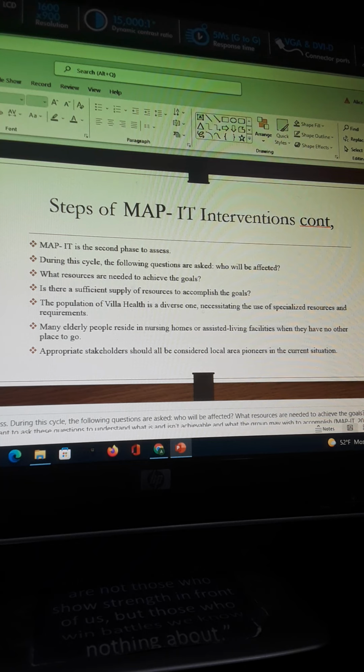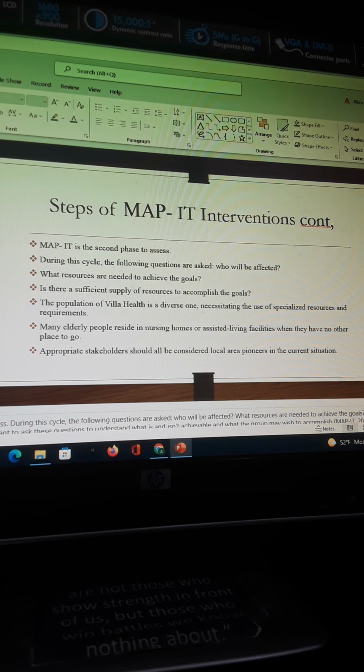Steps of MAPIT interventions continue. MAPIT's second phase is to assess. During this cycle, the following questions are asked. Who will be affected? What resources are needed to achieve the goals? Is there a sufficient supply of resources to accomplish the goals?